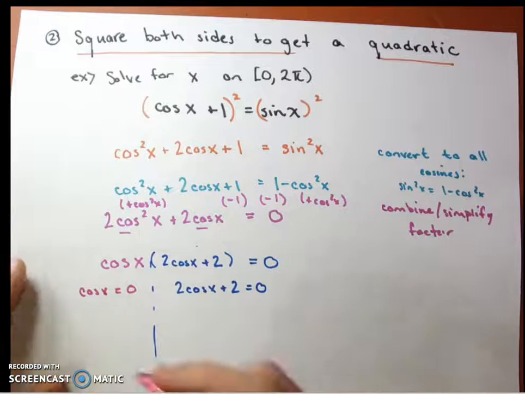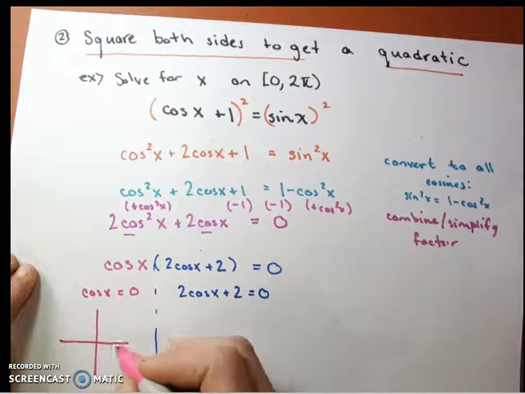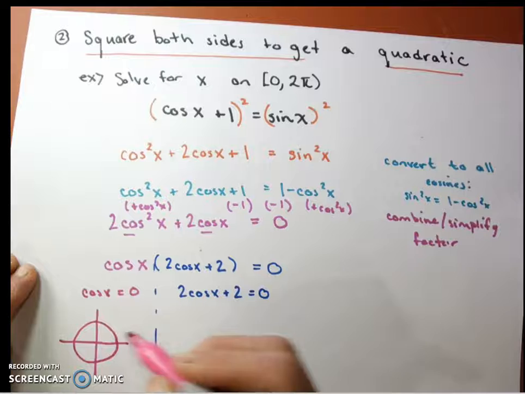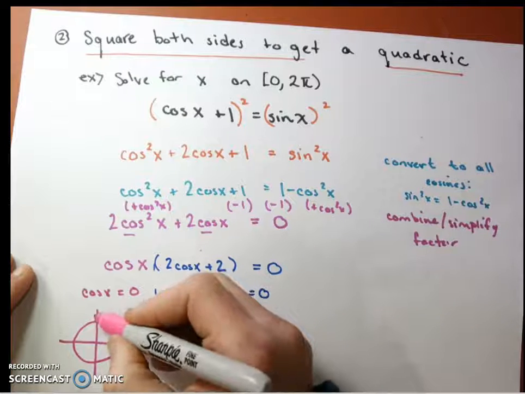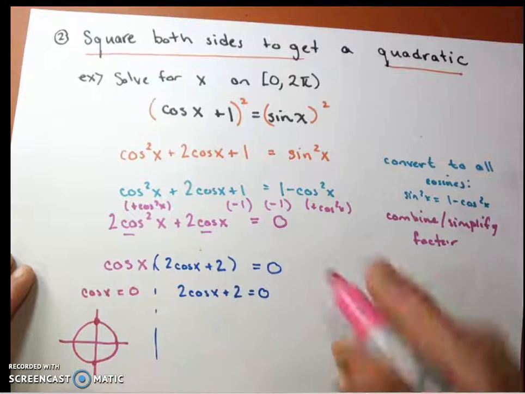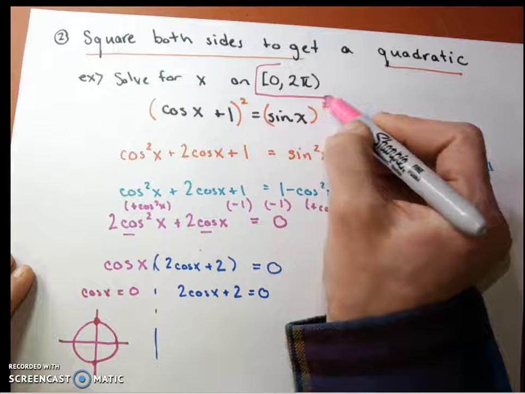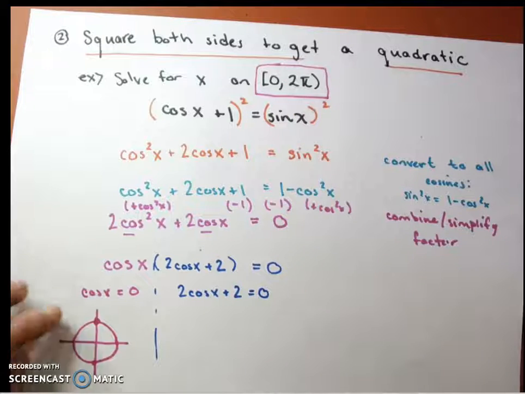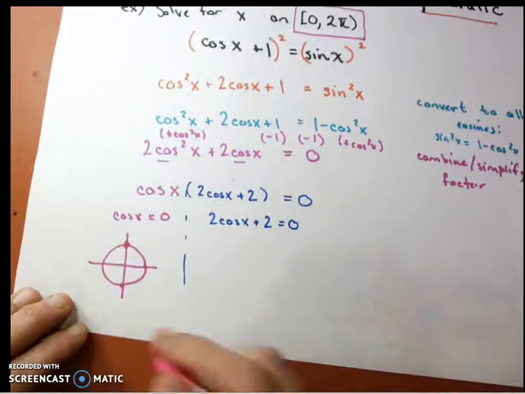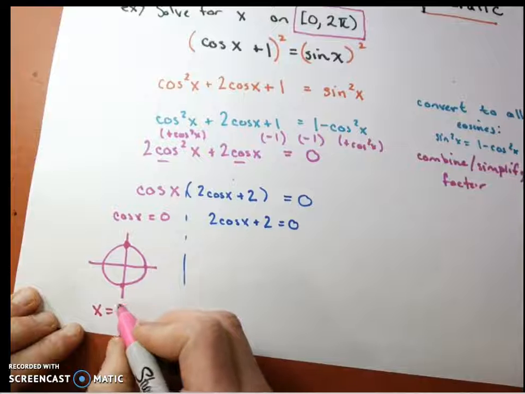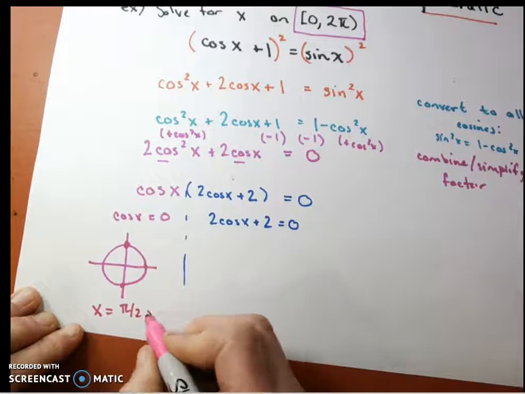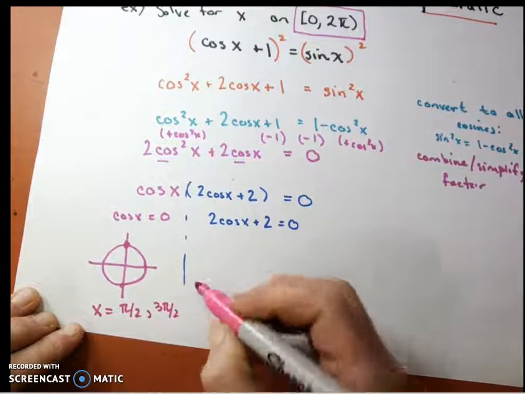Let's deal with this one first. Cosine x is 0 whenever the x-coordinate on the unit circle is 0. So that happens here and here. I'm only looking for the solutions between 0 and 2 pi, so I just have to give these two, not the general solution. So I have x equals pi over 2 and 3 pi over 2, coming from the pink factor.